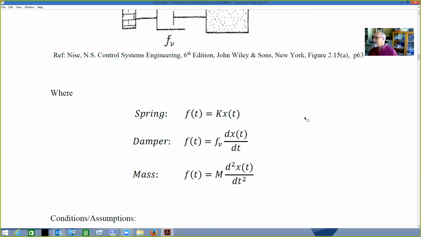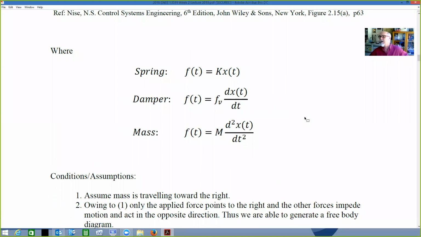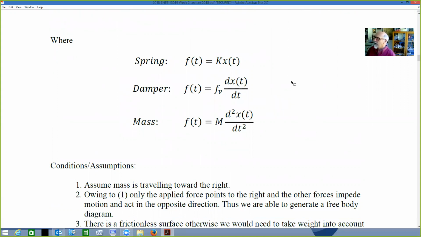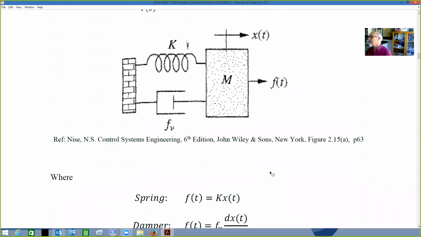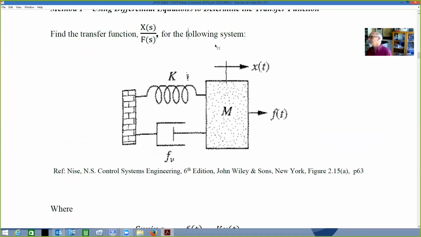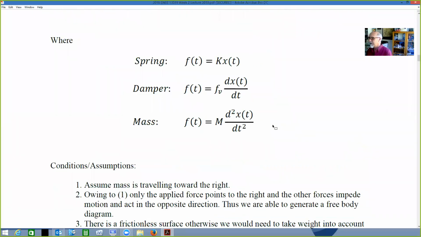So again, by basic definitions, from our fundamental knowledge of springs, dampers and masses, those are the expressions that we use for force over time. Conditions and assumptions, as I said, always state what your conditions and assumptions are. So we're going to assume that the mass is traveling toward the right, and we know that from that expression there. We've been told that, so it's a good thing to state it to make sure that it's understood that you're working with that.